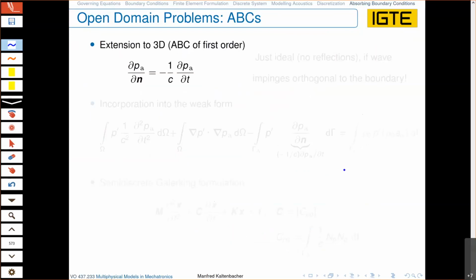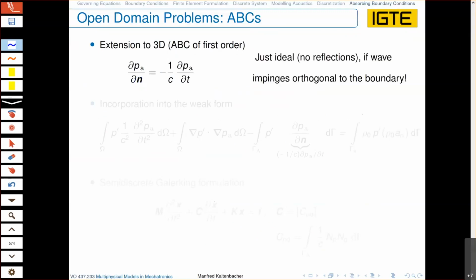Okay, now what to do in 3D? Well, in 3D, you have the derivative not to one spatial coordinate, you have a derivative to the normal vector. So our first approach, and that is why you call this absorbing boundary condition of first order, is, well, we also substitute the normal derivative by the time derivative scaled with minus 1 over c.